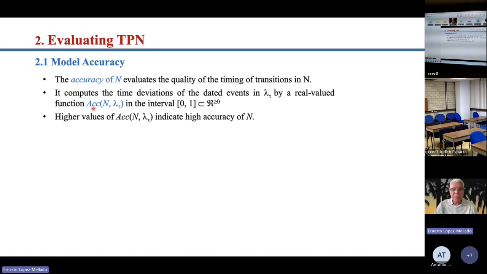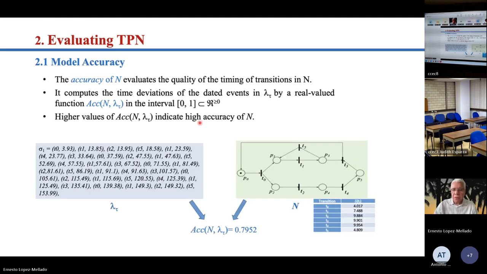The function accuracy will have a value in the interval 0 to 1 to declare the accuracy of the model. If we have values closer to 1, the model has a high accuracy. Okay, that is a simple example.